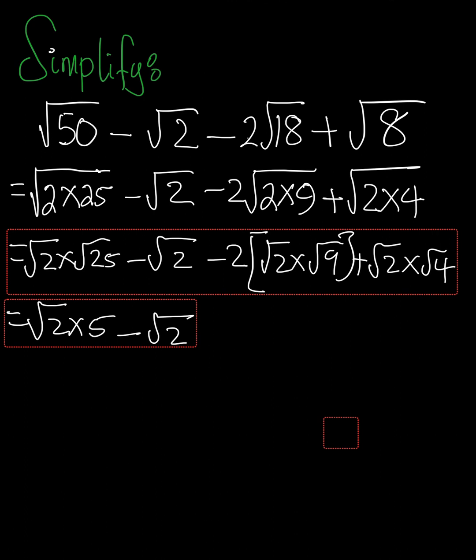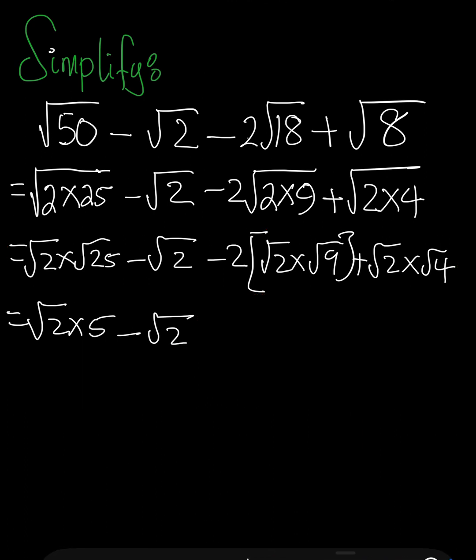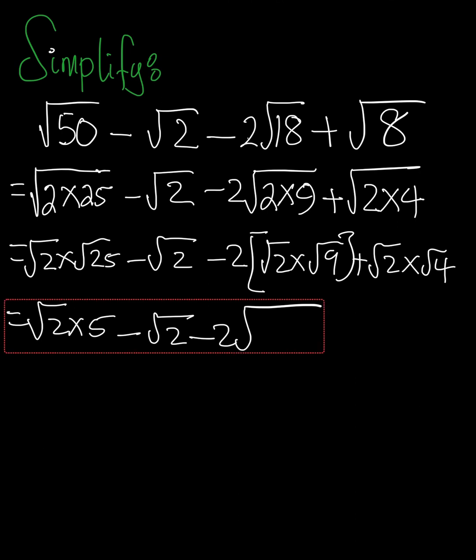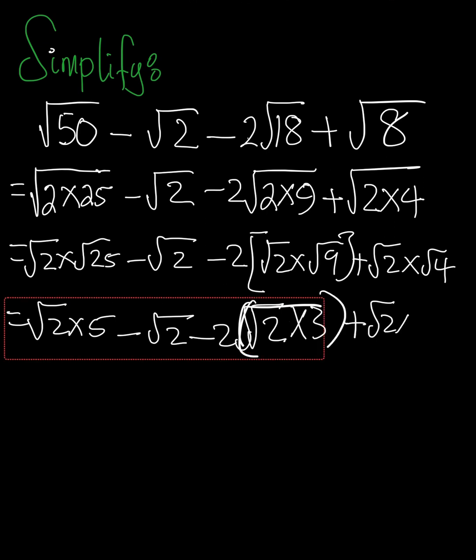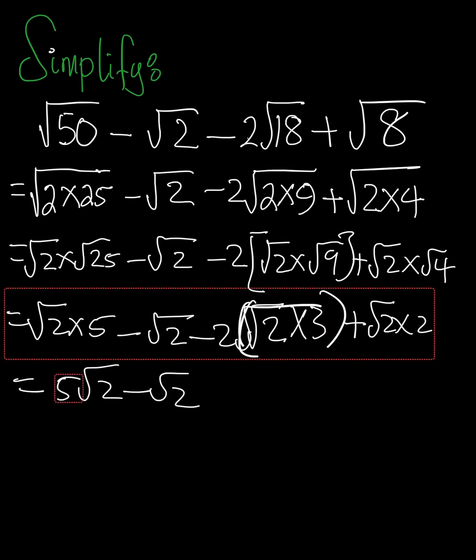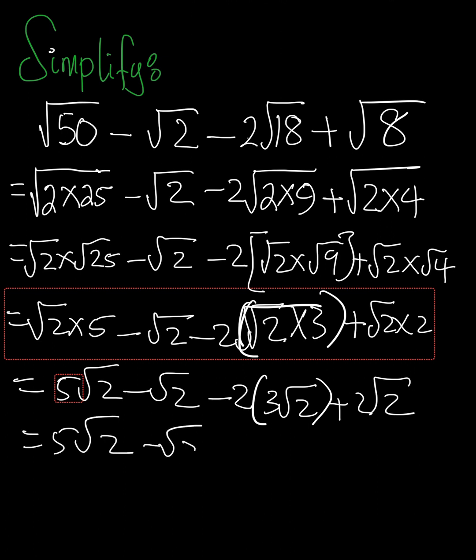All right, now to complete this, we're going to continue with where we are. So we're going to get 2 square root of 2 into bracket, square root of 2 multiplied by 3, plus square root of 2 multiplied by 2. We're going to have 5 square root of 2 minus square root of 2, minus inside is going to give us 3 square root of 2 plus 2 square root of 2, in that order. So we're going to get 5 square root of 2 minus square root of 2. We're going to get minus 6. This is going to multiply the minus 6 square root of 2 plus 2 square root of 2.